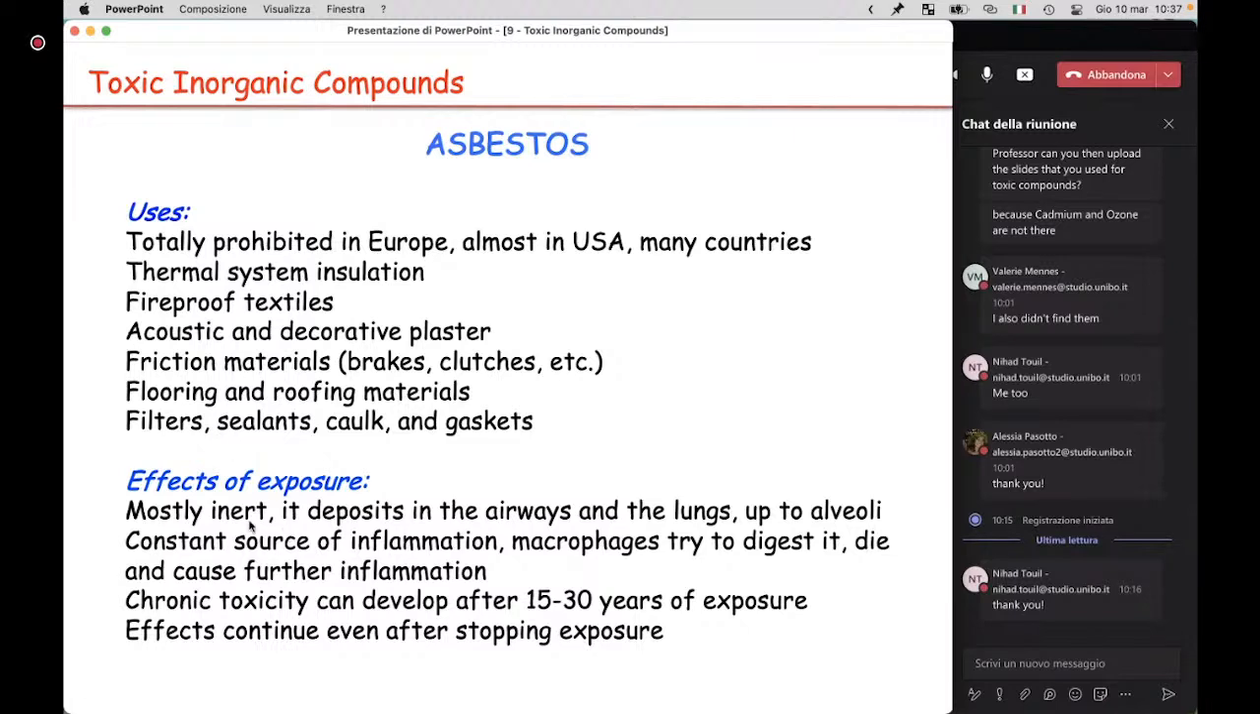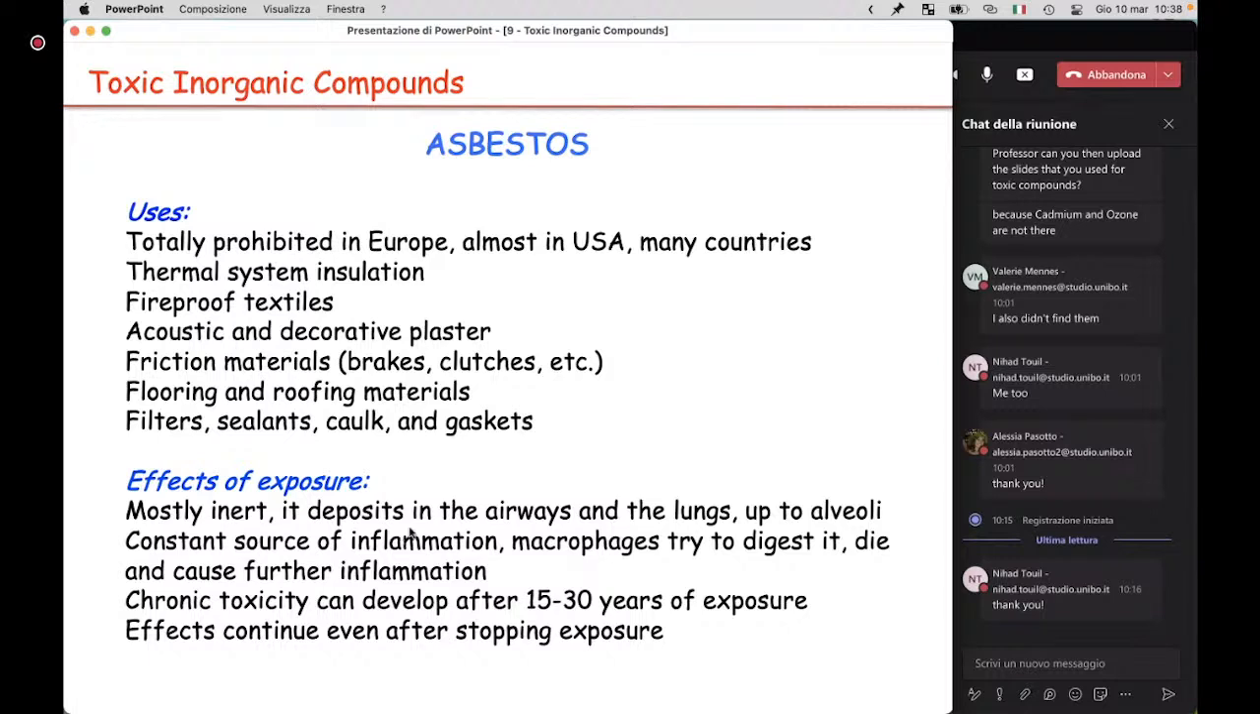Since it is inert and very resistant, it goes into the airways and the lungs, so exposure is mainly through the air, and it arrives at the alveoli and it stays there. Once it arrives in the alveoli, it never goes out. And since it is inert, it will not be degraded in any way by anything. So if you continue being exposed, it will accumulate in the alveoli, and there it will constantly inflame your tissues in the lungs and alveoli.